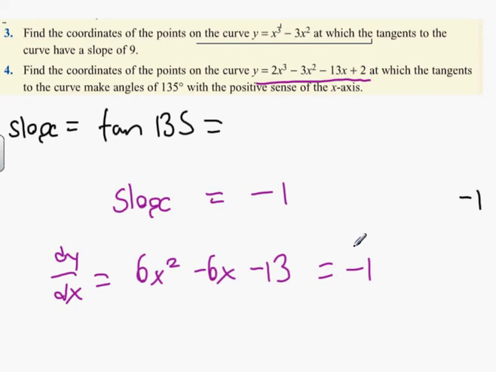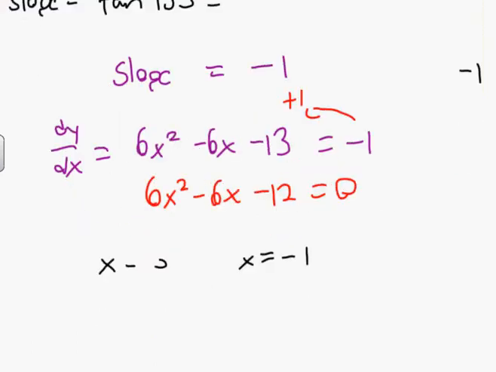Okay. Now guys, move it over. 6x squared minus 6x, bring the -1 over to your side. What happens to it? +1, minus 13 plus 1, minus 12. Pick a number that will divide into 6, -6, and 12. 6 will do the job. x squared minus x minus 2 equals 0.